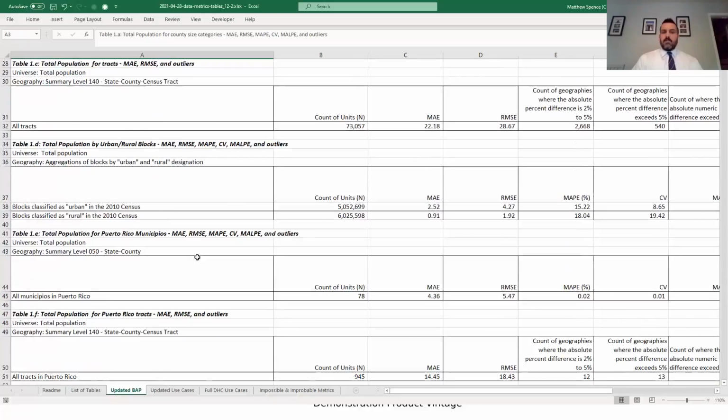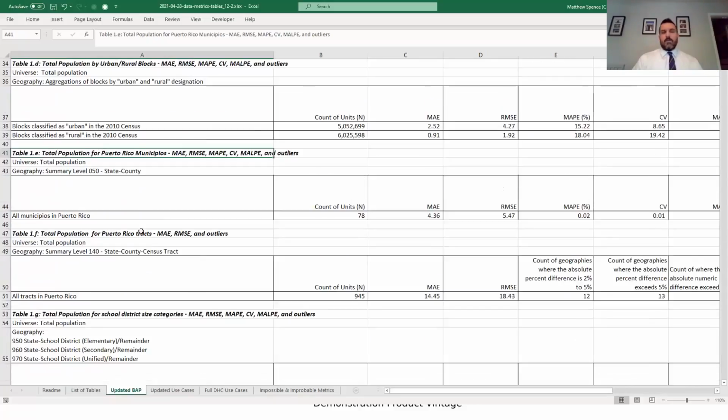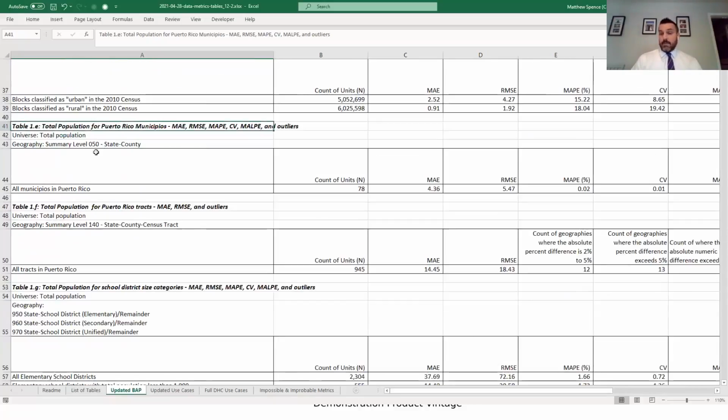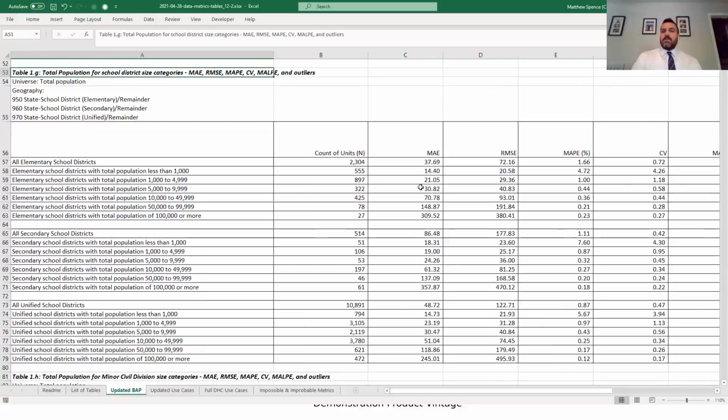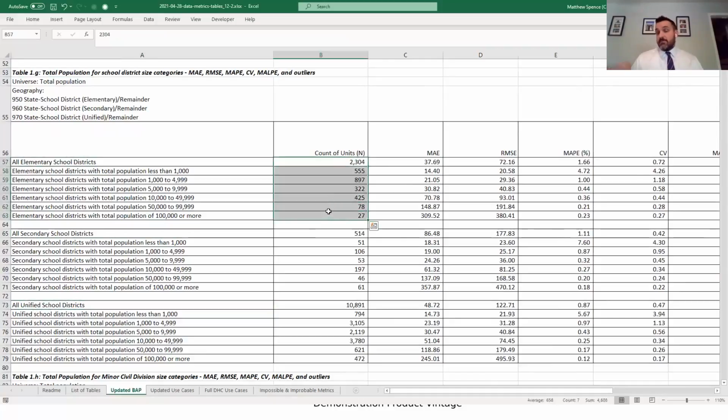We can scroll down here. Here you can see, we have separate tabulations for Puerto Rico. And here we are at school districts. So now we can evaluate elementary school districts, secondary school districts, and unified school districts separately to see what kind of error we can expect for these different levels. So just starting at the top, these elementary school districts, there are 2,300 of them across the U.S.